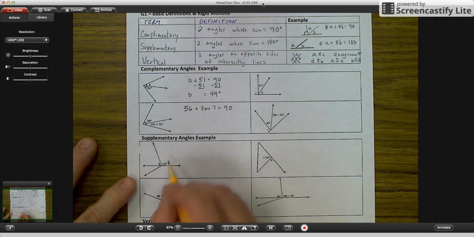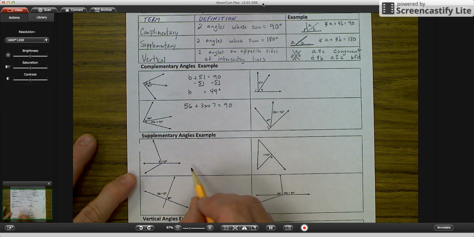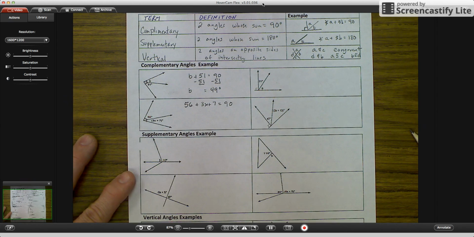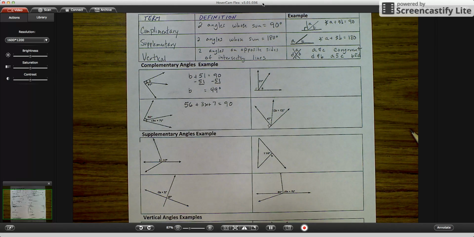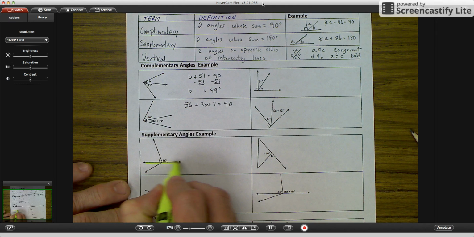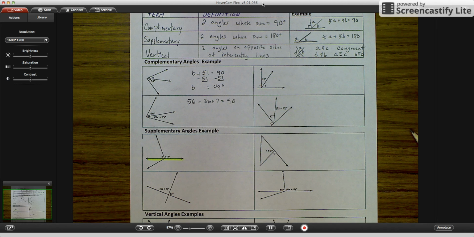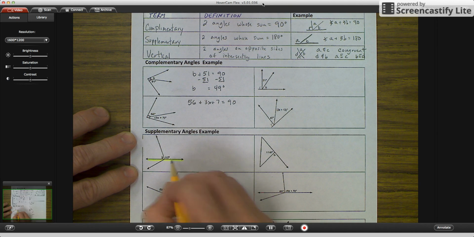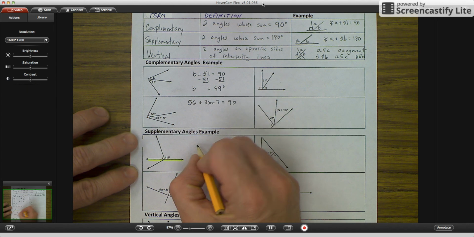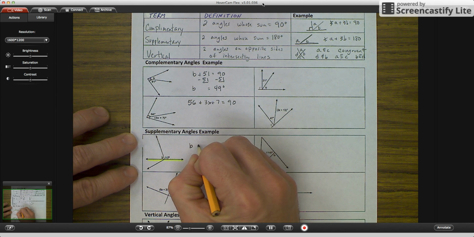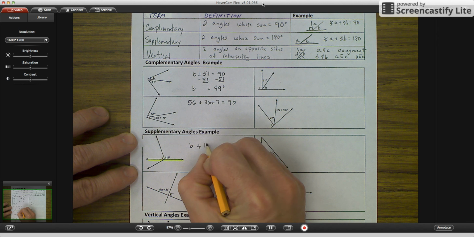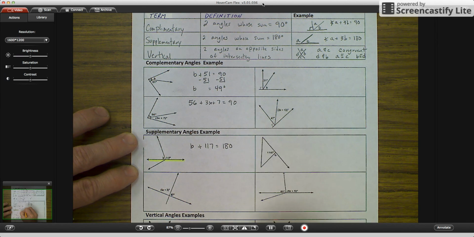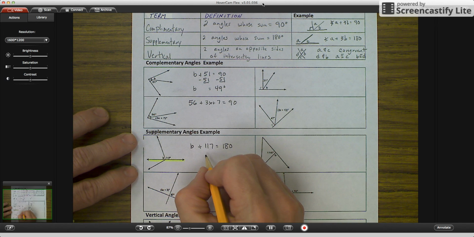As I look at the supplementary angle, the second one, we have an angle B, we have 117 degrees there. So what you can do is you can take and highlight your straight edge, and you can see that's 180 degrees. So when there's supplementary, there's that straight line, we know that we're going to do angle B, plus our second angle, which is 117 degrees, is equal to 180. And then we'd solve this equation.